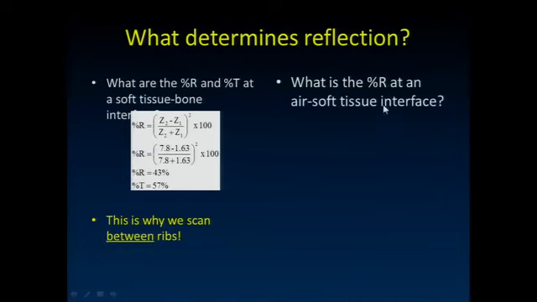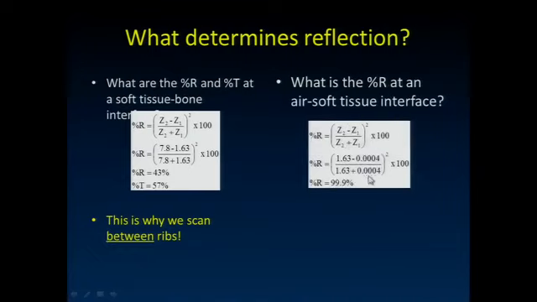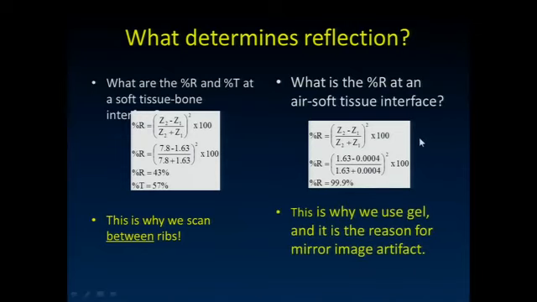But this is a different situation than at air soft tissue interfaces. Put in the numbers for air and soft tissue, and you see that 99.9% of the ultrasound pulse is reflected back to us. Soft tissue air interfaces really act like acoustic mirrors. They reflect all of the sound right back to you. We can't see anything beyond that depth because of all the sound that's being reflected back to us.